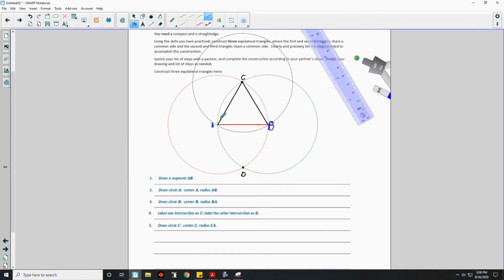Okay, so let's recap. 1, draw segment AB. 2, draw circle A, center A, radius AB. So when it says radius AB, I guess that's when we should draw that segment. Draw circle B, center B, radius BA. It was already there. Label one intersection as C, the other intersection as D. Draw circle C, center C, radius CA. Radius CA would also be equal to radius CB.